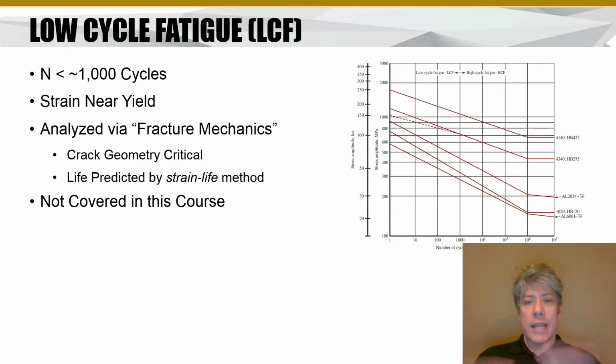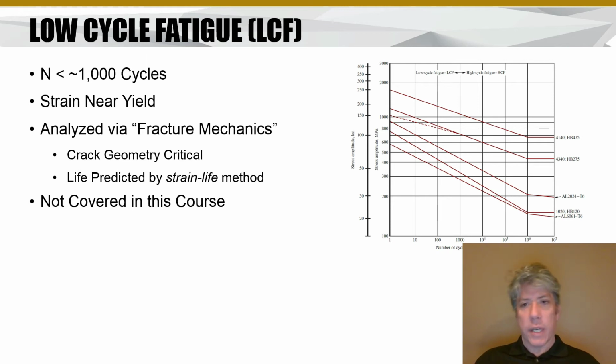And if you look at the S-N diagram over there, people disagree about where there's a cutoff between the two, but definitely 1,000 and below could be considered a low number of cycles. In this low cycle area, the amount of stress and strain applied to the material is pretty close to the yield stress or strain. The only way to analyze this is with something called fracture mechanics, where you really need to know the geometry of the crack, and then the life of the part is predicted by the strain life method.